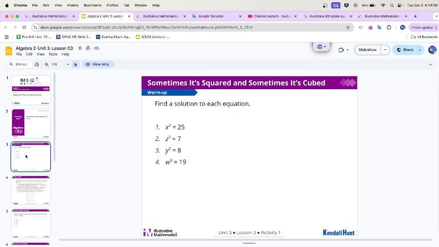We had a little warm-up problem like this. Find the solution for each one. So x squared is 25. What number, when you square it, is 25? That'd be 5. What number when you square it would be 7? Well, that'd be the root of 7. What number when you cube it is 8? That'd be 2. What number when you cube it would be 19? Well, it would be the cube root of 19. We get some decimal answers for number 2 and for number 4.